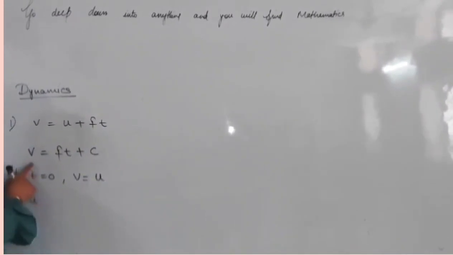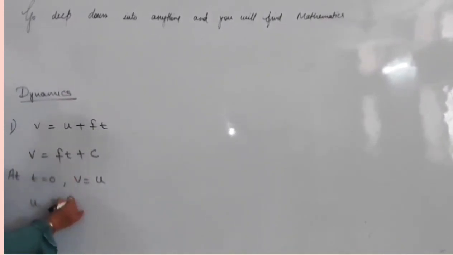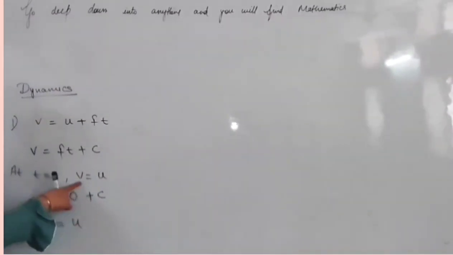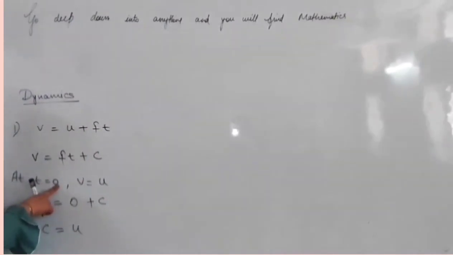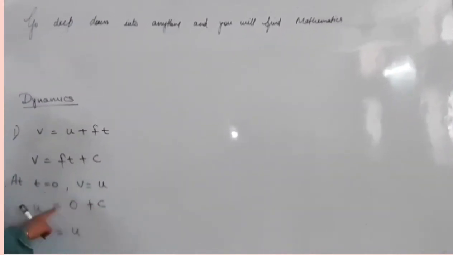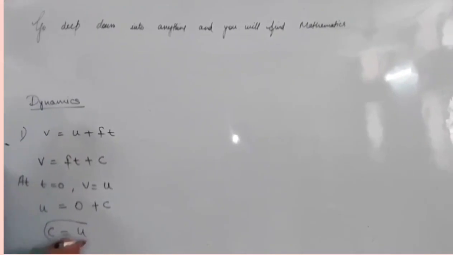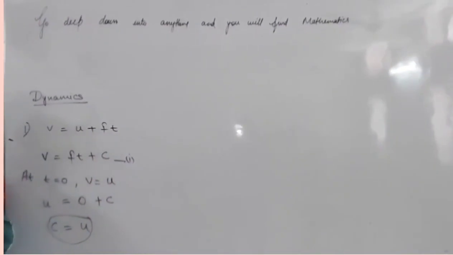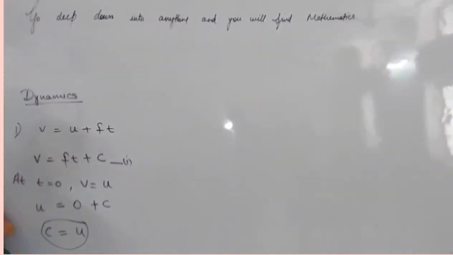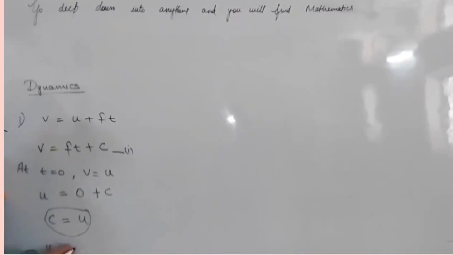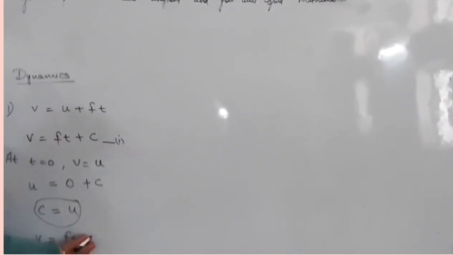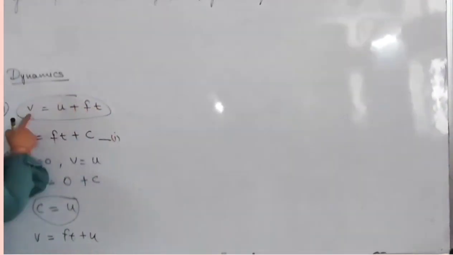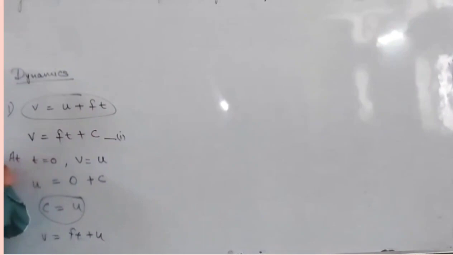So we will put the value of V is equal to U at t equal to 0 in V is equal to Ft plus C. So we will get C is equal to U. Why we have taken V is equal to U? Because at the initial time velocity is U, therefore we will get C is equal to U. Now we will put it in this equation. After putting in this equation, we get V is equal to Ft plus U, which is our first equation. So we get our first equation, V is equal to U plus Ft.